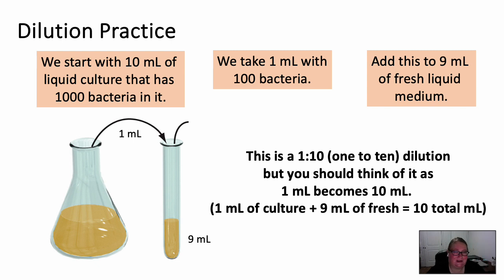When we have a 1 to 10 dilution, I want you to start thinking about it like this. We have 1 milliliter that became 10 milliliters. So 1 milliliter of culture plus 9 milliliters of fresh broth gives us 10 total milliliters. So 1 to 10 means 1 milliliter becomes 10 milliliters.